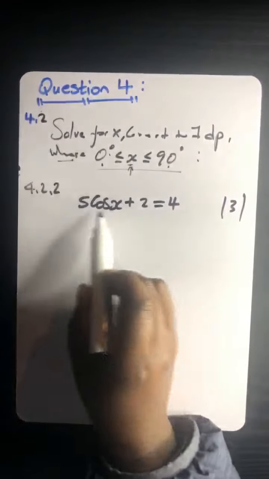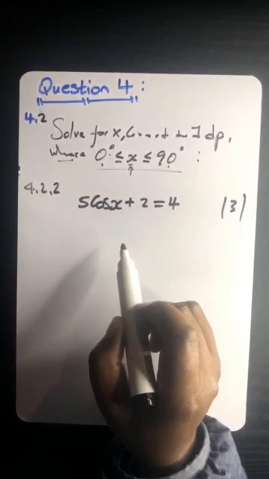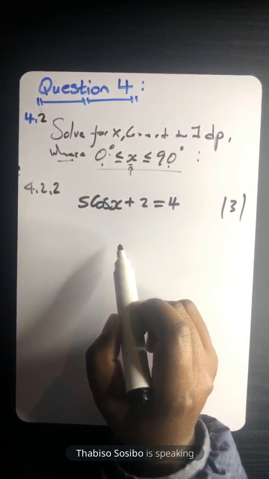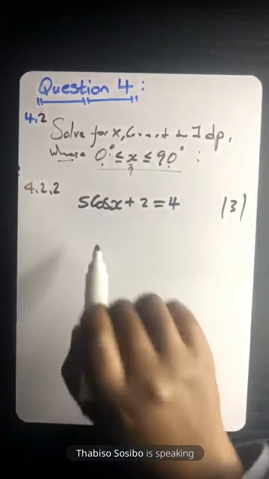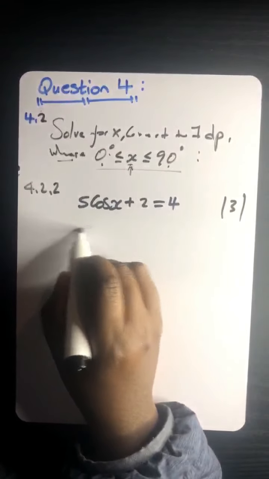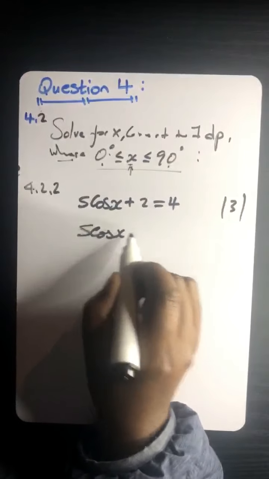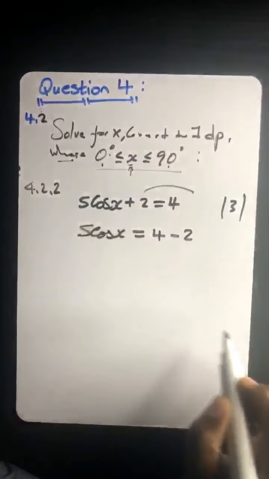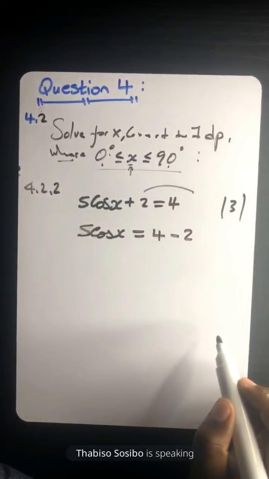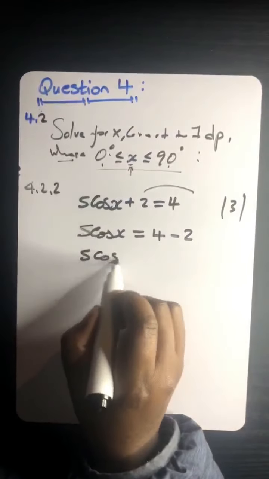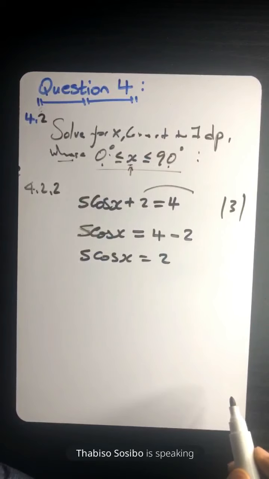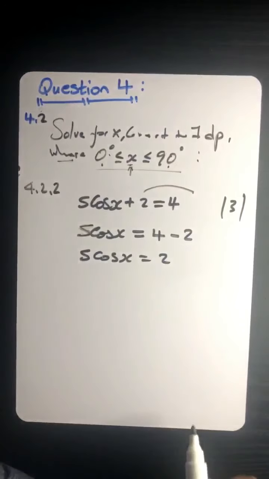Okay. So are you saying you don't have an idea of how to approach this one? I think you need to transpose the 2. Okay. So that means we are having 5 cos x being equals 2. Obviously, there's 4 already. Then you just transpose that. It changes a sign. Do you agree? Yes. Okay. So that means we are actually having this. Then what is the next step from here, Tabiso? Divide by 5. But why do we divide by 5, Tabiso?